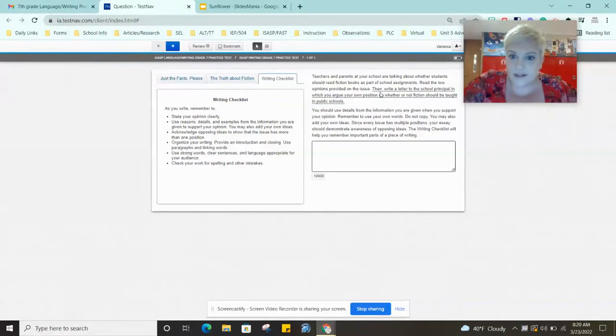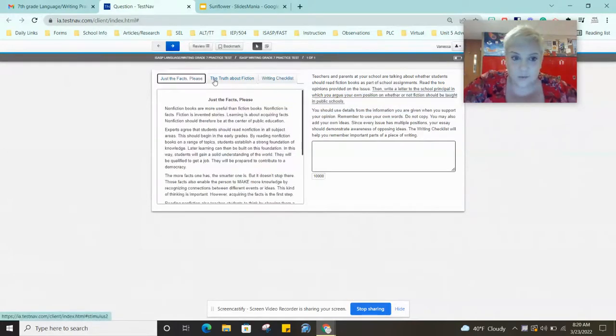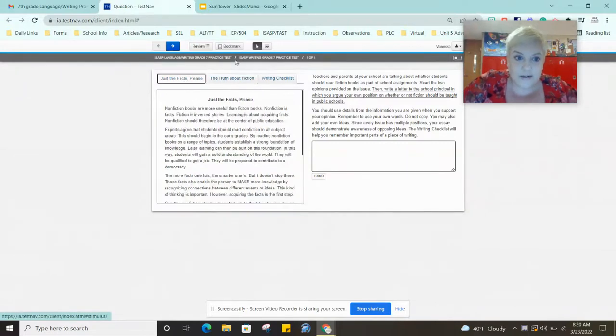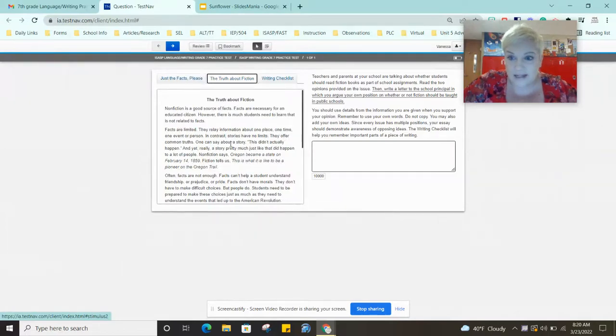So you are going to say yes, fiction should be taught in public schools, or no, it should not be taught. And you're going to have text evidence because one article is for one side and one's for the other side. So you're going to need to borrow text evidence. Probably one piece of text evidence from each article would be best.